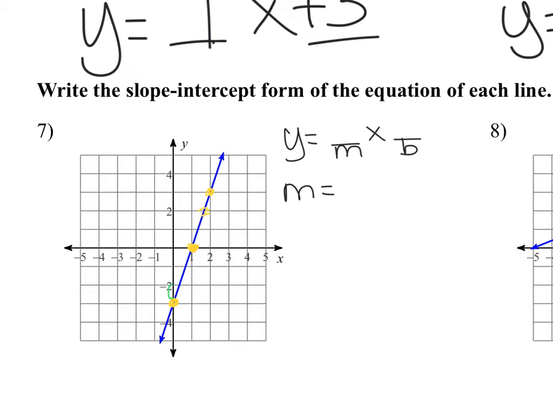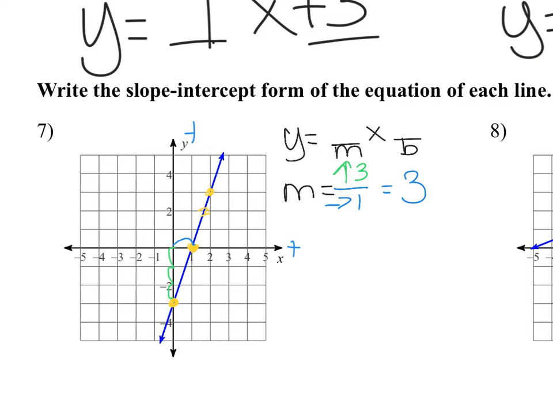So I go up 1, 2, 3. So I'm going up 3. And then for my x, I'm going to the right 1. So I went to the right 1. All right, so up is positive and to the right is positive. Correct? So our slope is 3 over 1 or 3.